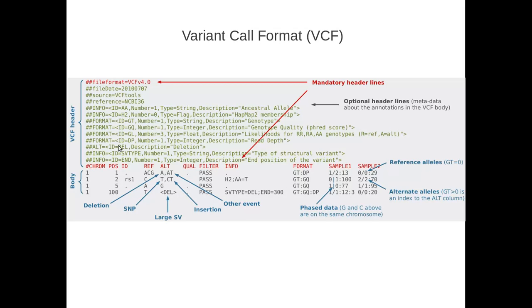I'm not sure it's absolutely required. In any event, you can see descriptors of the info and format tags. Okay, so GT and DP here mean that in the individual sample columns, the first subfield GT is here. So this is before the colon in the sample field. GT is the information that's in the first subfield of each sample.